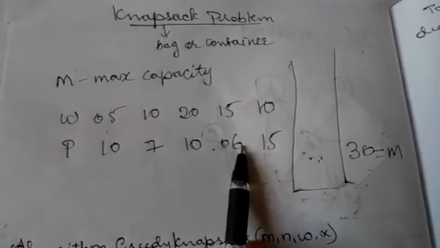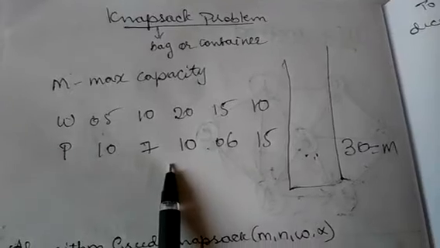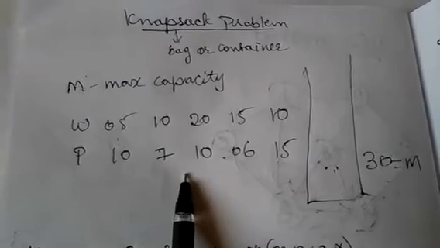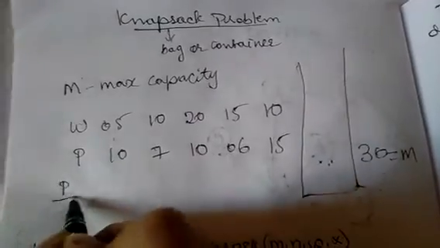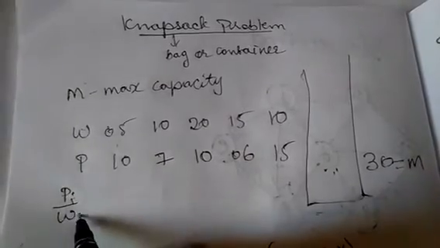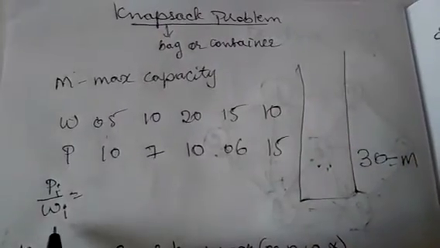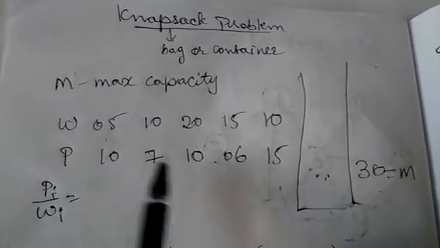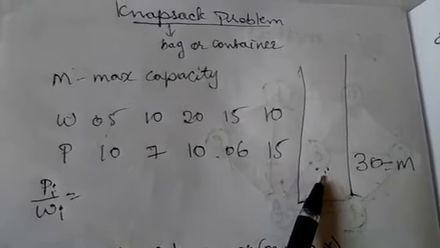Or else you can select with the minimum weight so that you can fill more items and get more profit. But apart from these two methods, we have one more method. You have to take the ratio of profit and weight, P divided by W, that is Pi divided by Wi. Then you arrange this in decreasing order, which gives the order in which you have to place all these weights inside the bag. That is your knapsack problem.